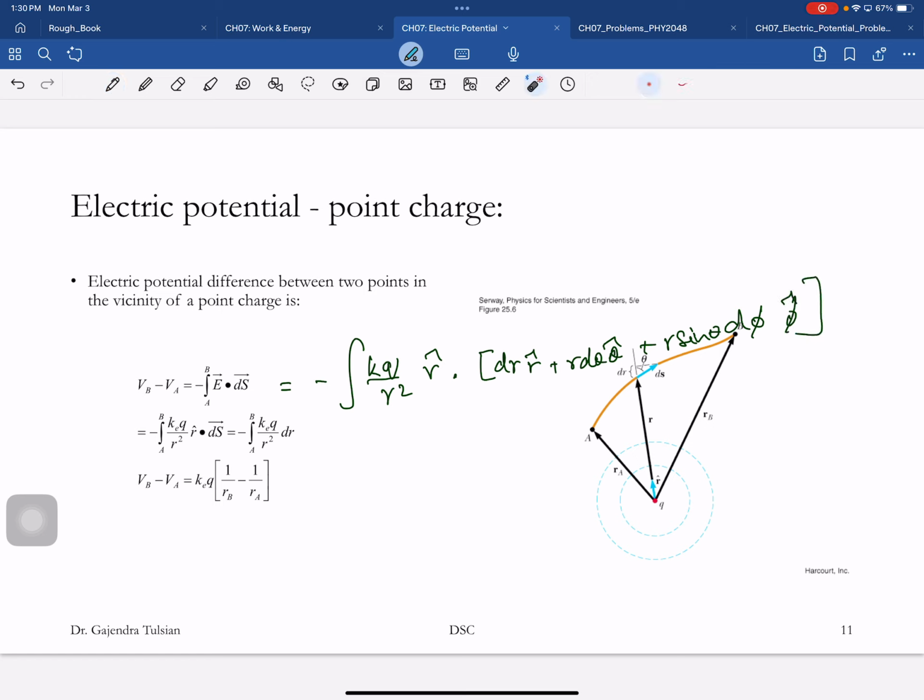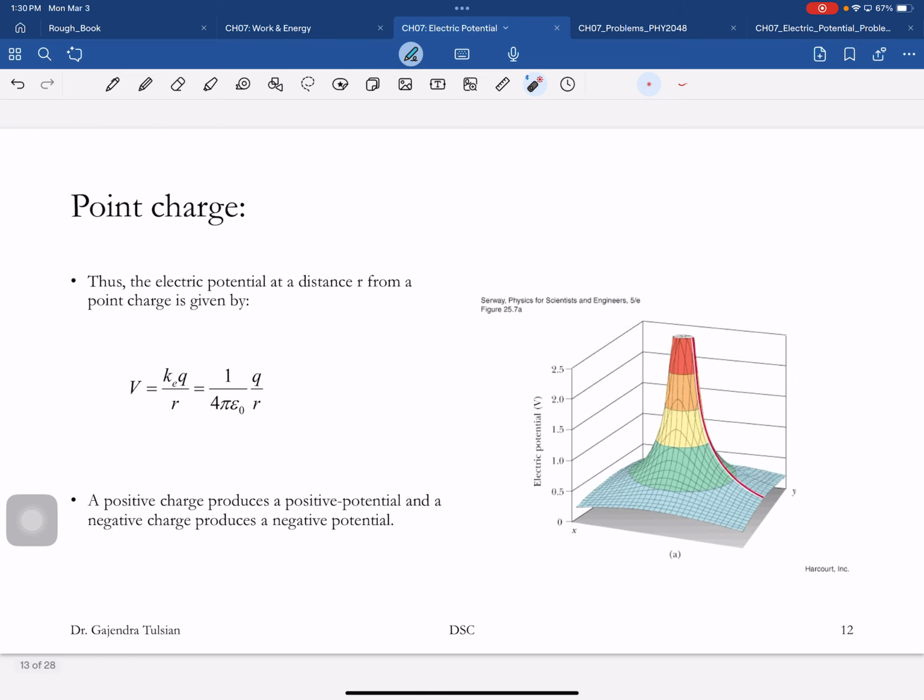And the point is r hat dot r hat is 1, r hat dot theta hat is 0, r hat dot phi hat is 0. So those terms drop off, and the only thing that is left is kq divided by r squared dr. And this integral is easy to do. You might notice that we only show you easy stuff in the classroom. So this integral is easy to do, and that integral is that. Go home and look at it. So the electric potential due to a point charge at a distance r is given by that.